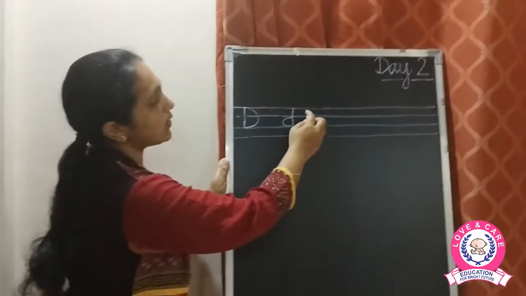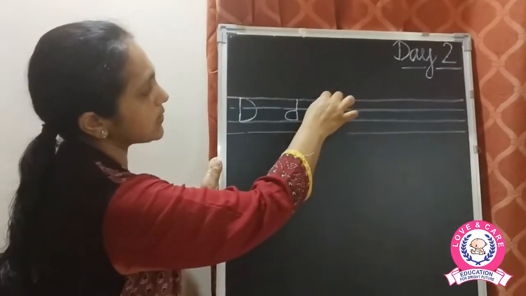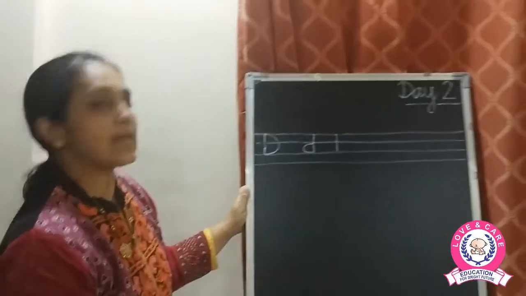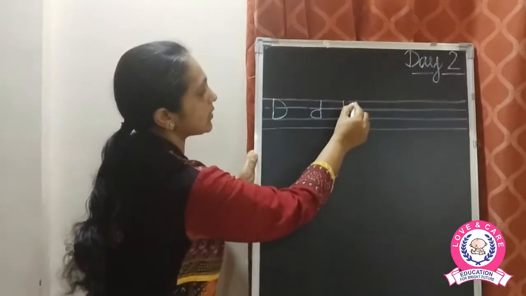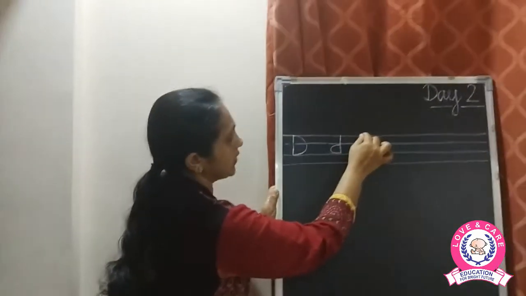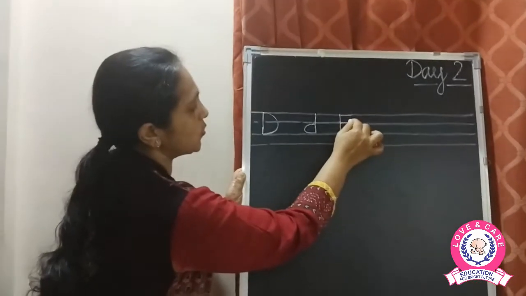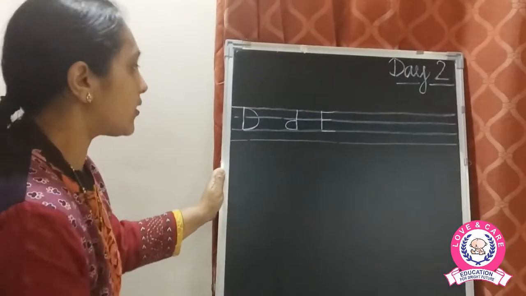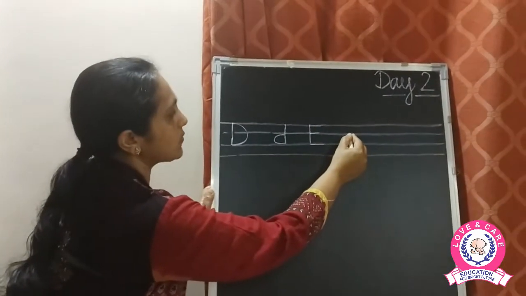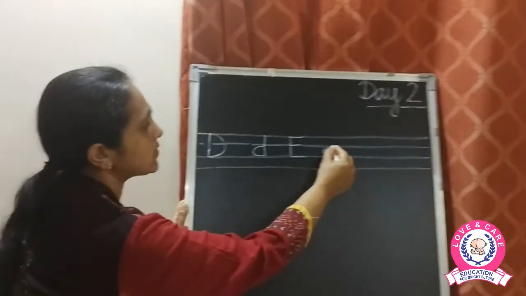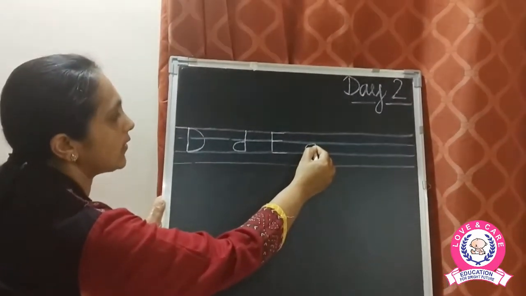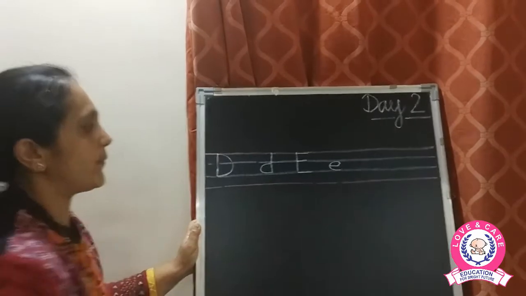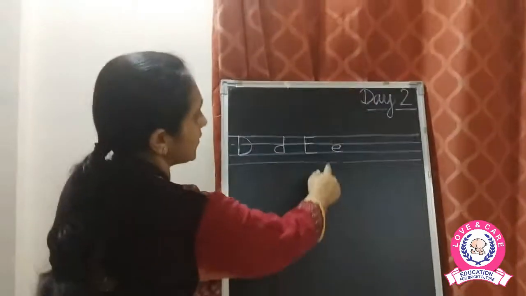Now coming on to the mummy letter E, you will make a standing line from the red line to the second blue line. The mummy letter E has 3 sleeping lines, so you will make the sleeping lines on the given lines only. That is 1, 2, and 3. So this is the mummy letter E. Now the baby letter E: we will first again make a small c between the blue lines. From here you come down and then make a sleeping line like this. Sorry, this is the baby letter E.